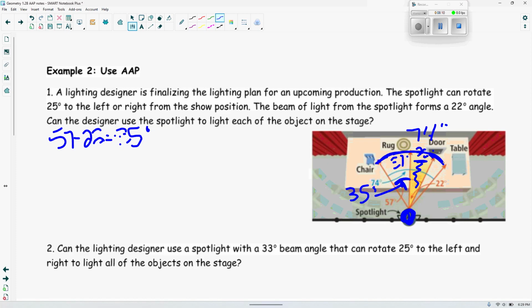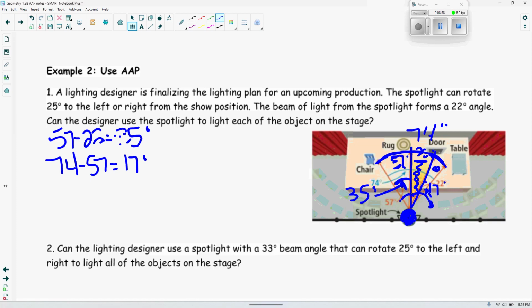I know that the entire thing was 74. If I take this 57 and I subtract it from the 74, that's going to tell me this little part in here. So now I'm going to do 74 minus 57, and I get 17 degrees. So this little part in here is 17 degrees. I'm starting here, and it can rotate 25 degrees to the left or to the right. Okay? So from this section that's shaded, if I go 25 degrees over here, I'm good because this was only 17 degrees to my table.